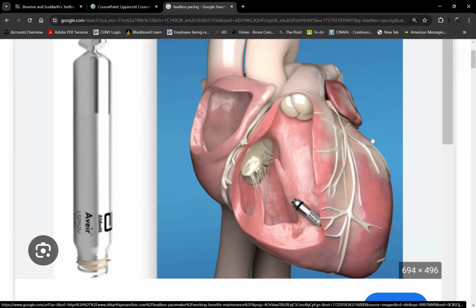So not the traditional one you have over the chest. If they have a leadless one, you can't see it. It's inside, and you can see it only on your rhythm. Let's say you work on telemetry or you get an EKG, and you see spiking, but you can't feel anything on the chest. Therefore, they must have a leadless pacemaker. Of course, these things don't last as long because of the smaller battery.